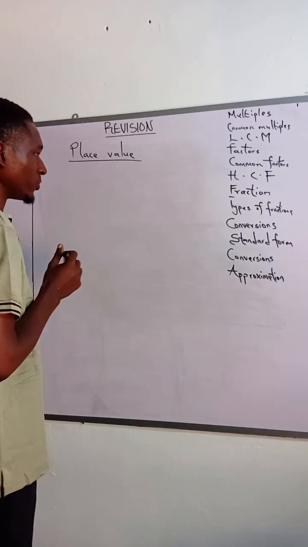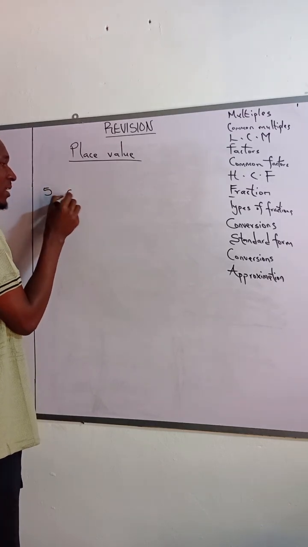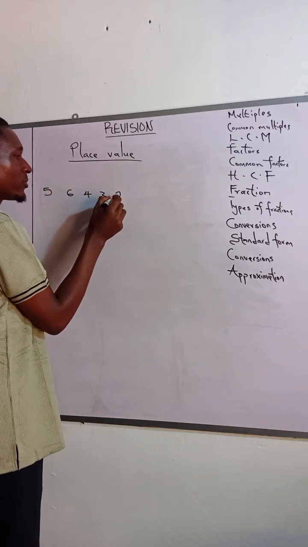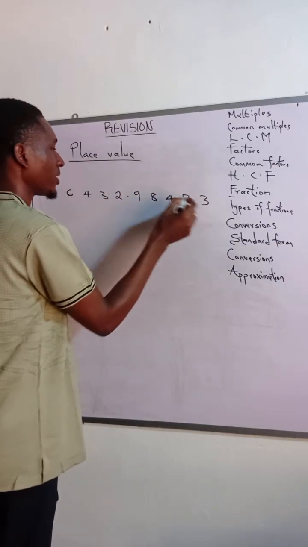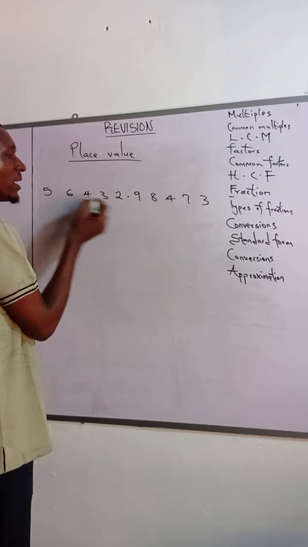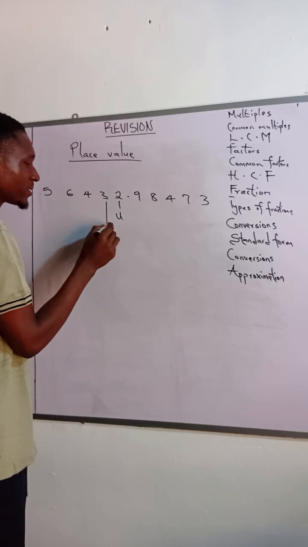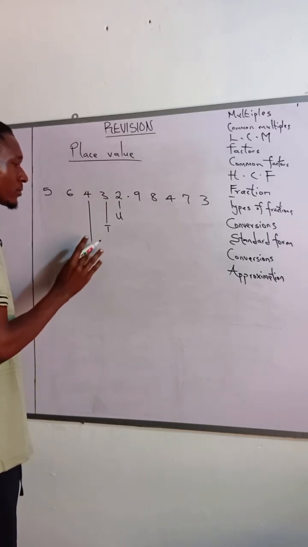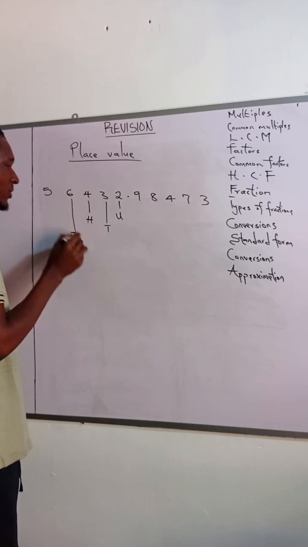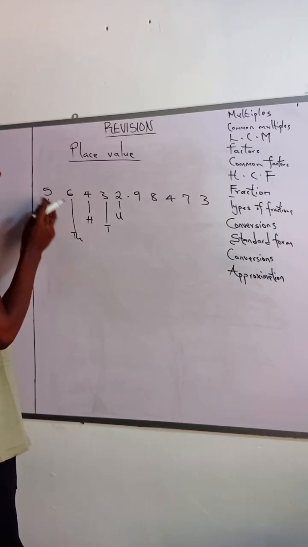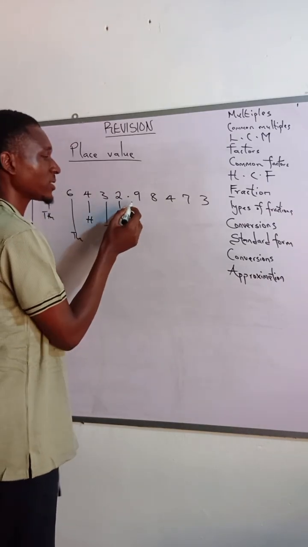I told you we have different place values. If you have a number like 56432.98473, from the decimal point to the left, we have units. This should be in your memory. We have tens, hundreds, thousands, ten thousands, millions continuously.